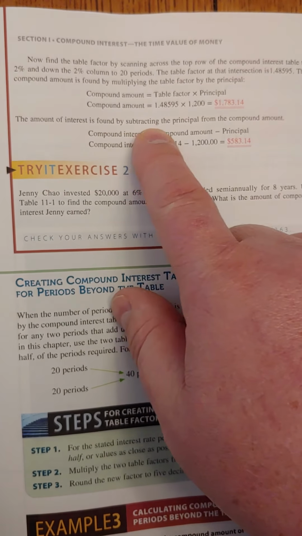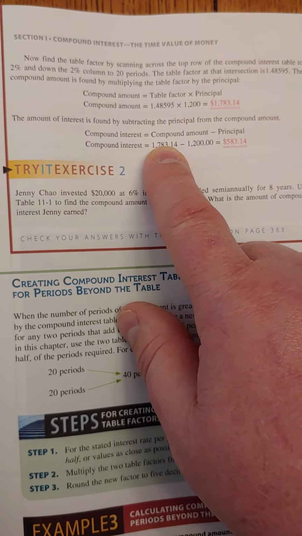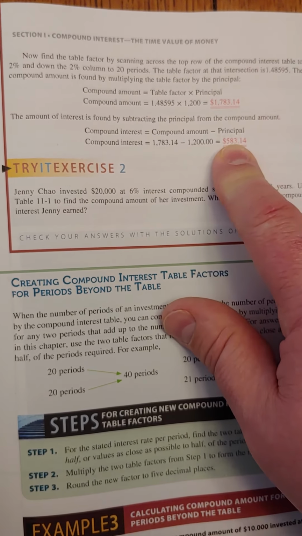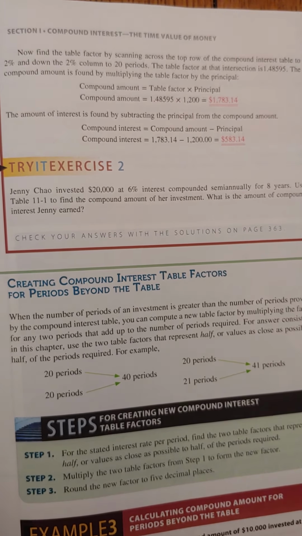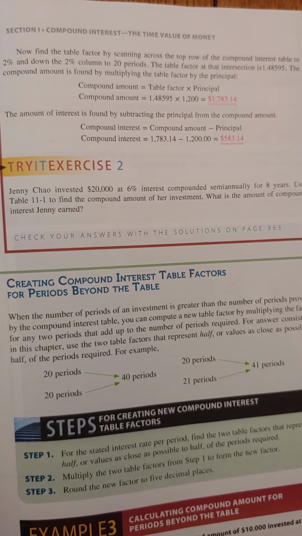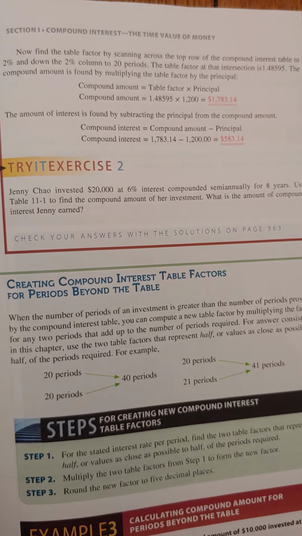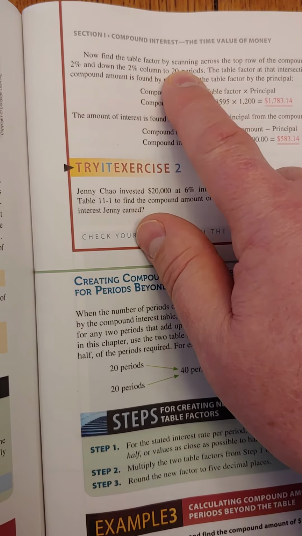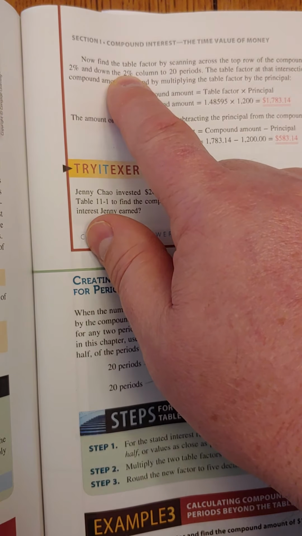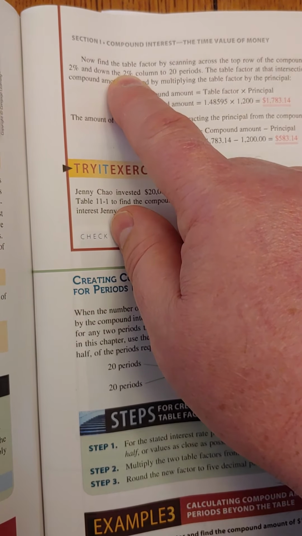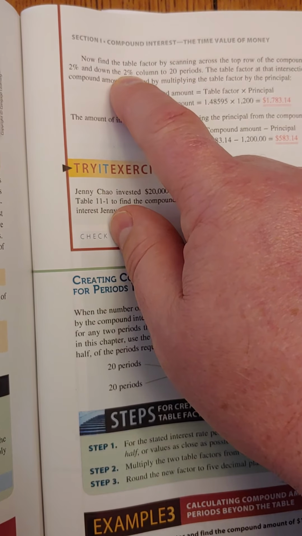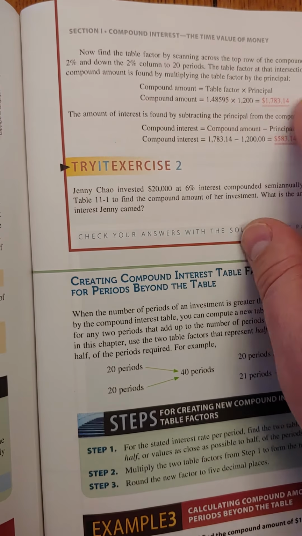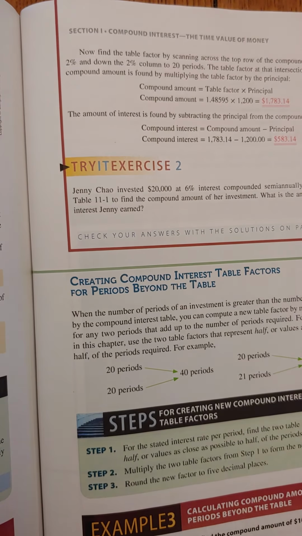The amount of interest is found by taking the compounded amount and subtracting the principal. He earned $583.14. So that's a little easier. All we have to do is find the total number of compounding periods, which was 20, and the interest rate per compounding period. The original rate was 8% quarterly, 8 divided by 4 is 2%. Once you find that, you can find your factor, multiply that by the principal, and you're done.